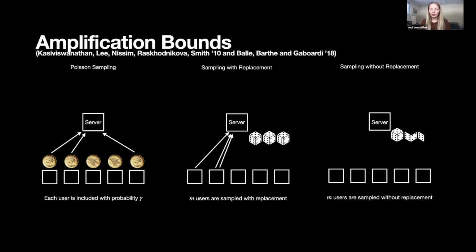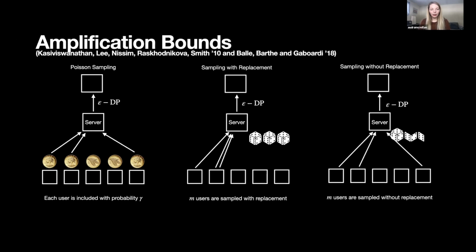My final one, sampling without replacement: the server just picks a subset of size m from the data set and those people send their data. So no one sends their data twice here. Then the server runs an epsilon differentially private protocol. My question is, how much more private is the composition of the sampling with the epsilon DP protocol?